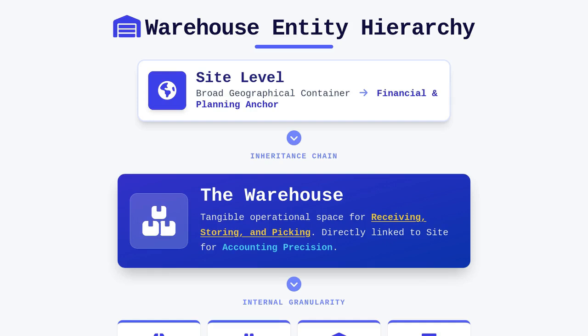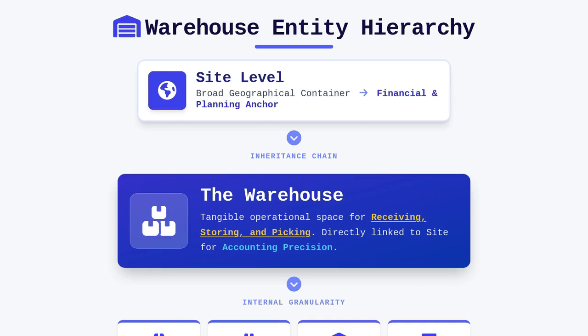When you define a warehouse, you link it to a specific site, creating an inheritance chain where the warehouse adopts the site's financial and planning attributes. This relationship is critical because it ensures that inventory movements, whether they are transfers between two warehouses in the same region or long-distance shipments, trigger the correct accounting transactions.